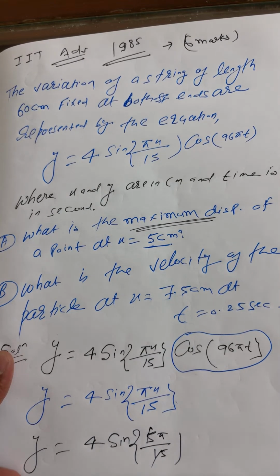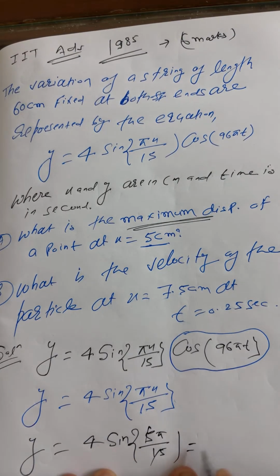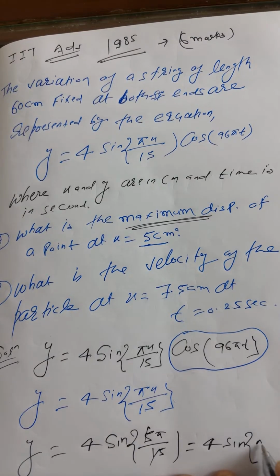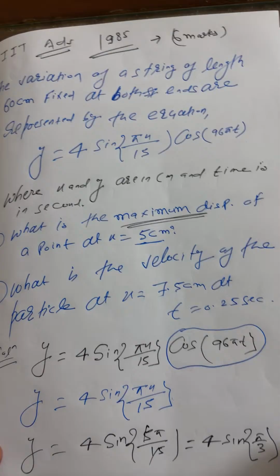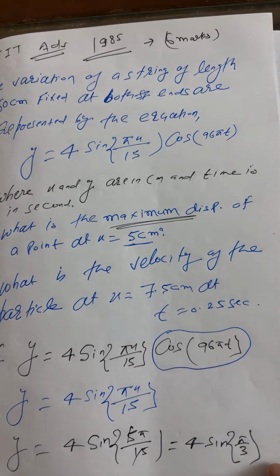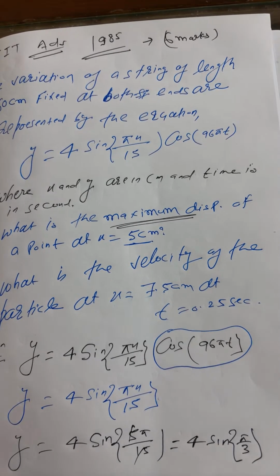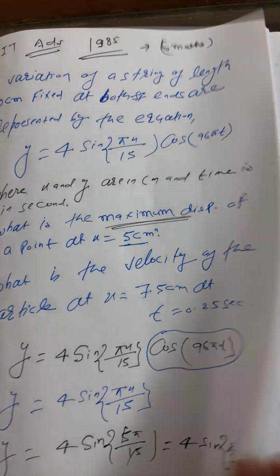So you can say 5 into 3 by 15 here, 5 3 the 15 remains. Then you can say 4 sin pi by 3. And what is pi by 3? What's the value of pi by 3, my dear? What is the meaning of pi by 3? It's 60 degrees only. You can say root 3 by 2. This is very common, which I can also remember this value here.